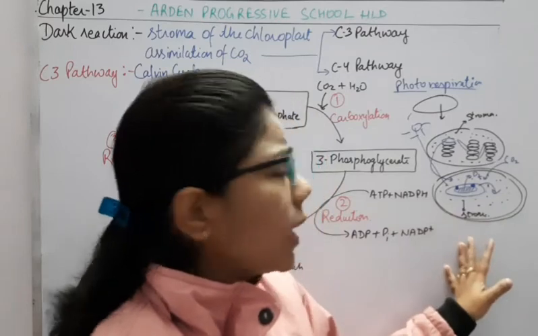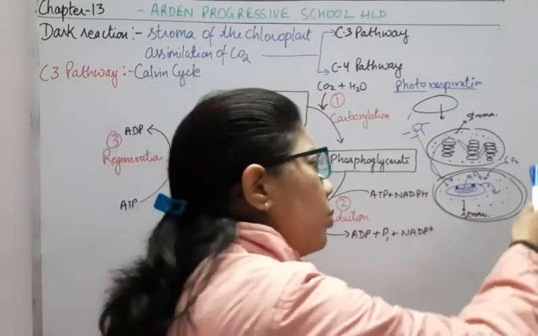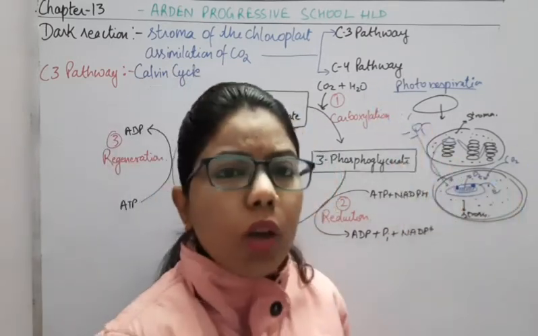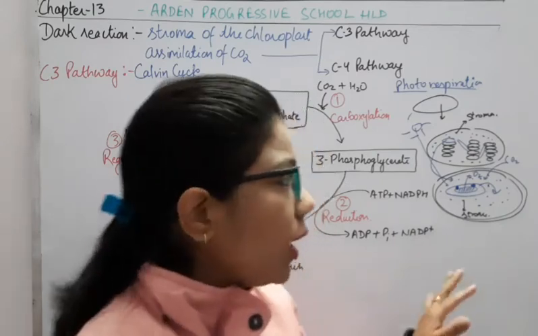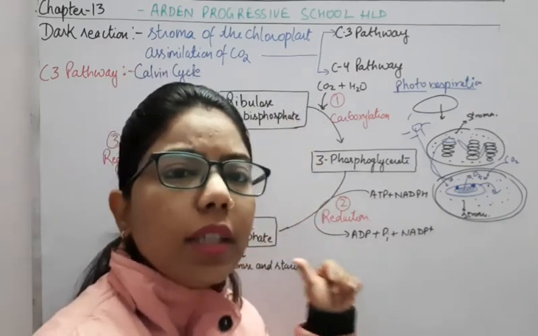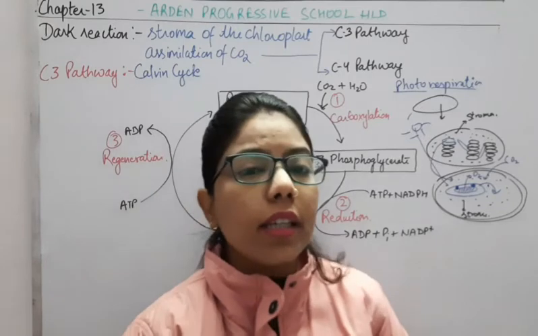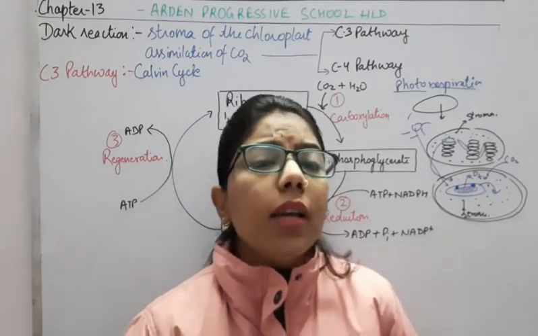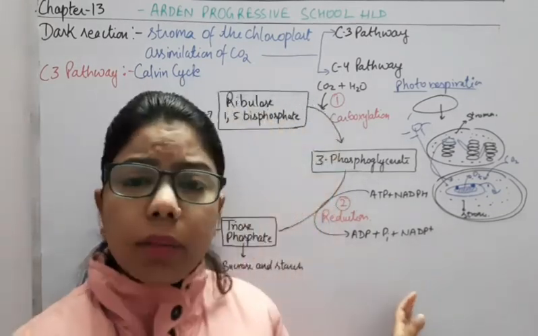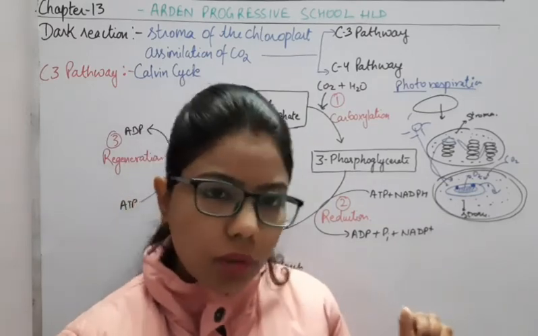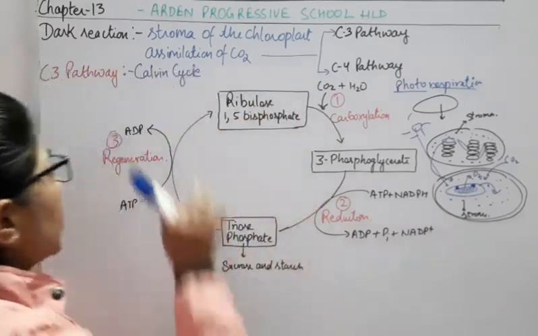If there is entry of more CO2, then there will be formation of more food. So in this cycle, we are going to study how CO2 will get fixed here in the stroma. For that, we have to study the C3 cycle, which is also known as the Calvin cycle, because it was given by Calvin. So let's start with the Calvin cycle.